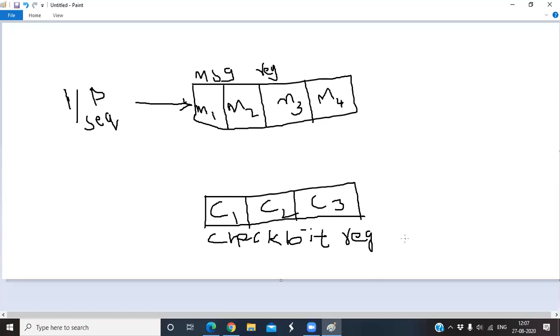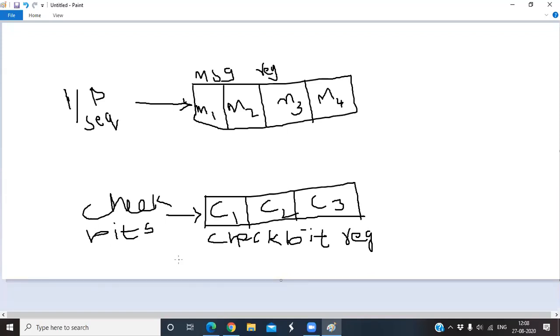Okay, so one message bit register, one check bit register. The input sequence is entered into the message bit register, and into the other register, the check bits are entered. I am not a good painter. So the input sequence and check bit sequence: the input sequence is entered into the message register, and the check bit sequence is entered into the check bit register.